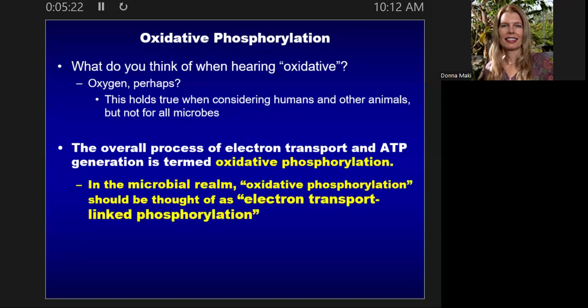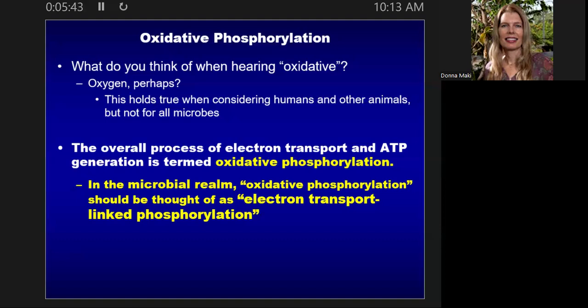In the microbial realm, oxidative phosphorylation should really be thought of as electron transport chain linked phosphorylation. When you see oxidative phosphorylation, immediately think, okay, there's some kind of electron transport chain. Maybe oxygen's involved, maybe not.